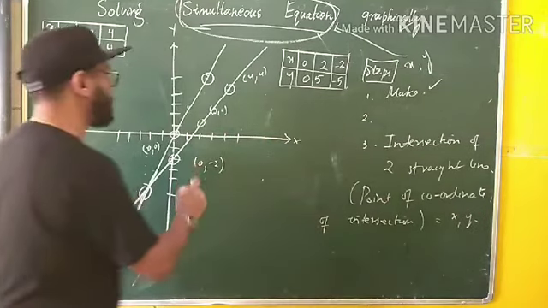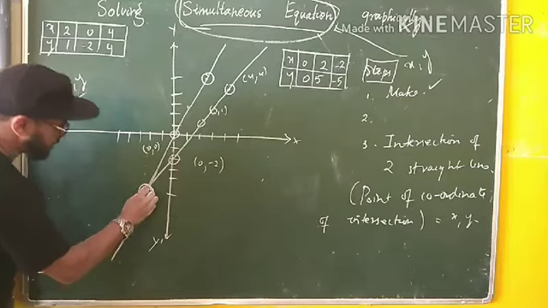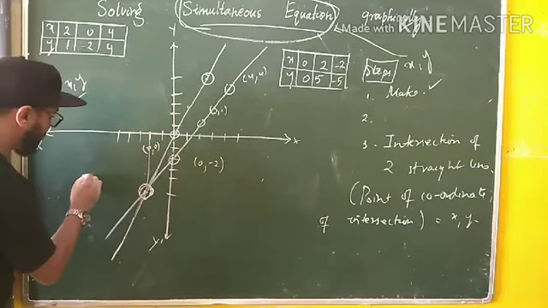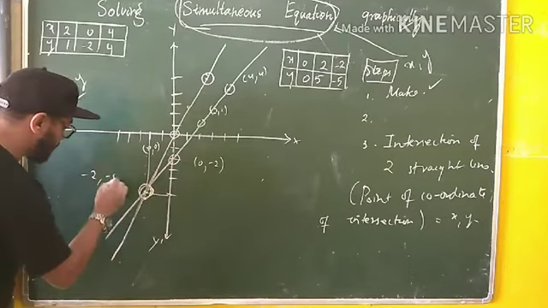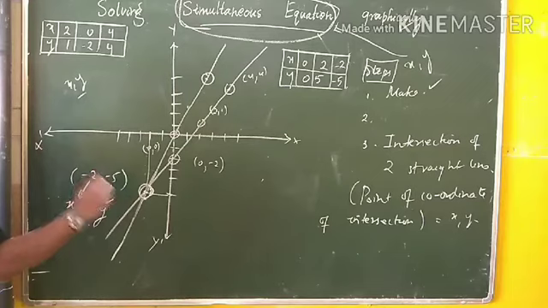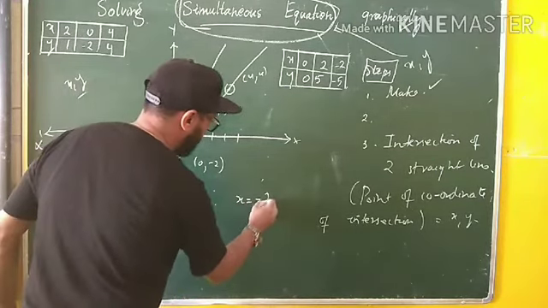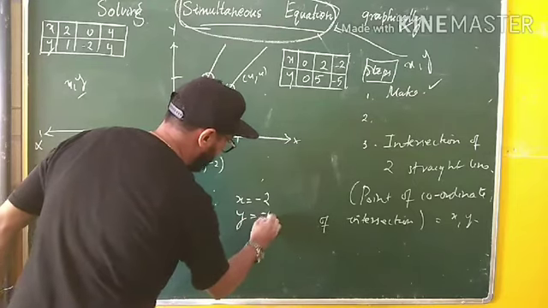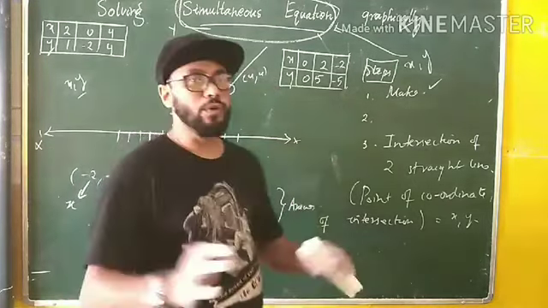So if you look at this one, these 2 lines intersected at this point. At this point, what is the value? x is minus 2 and y is minus 5. So the value of x is minus 2 and the value of y is minus 5. So this is how we solve. Therefore, x is equal to minus 2 and y is equal to minus 5. So this is the answer.